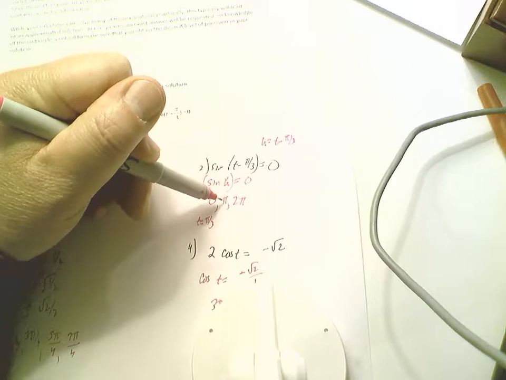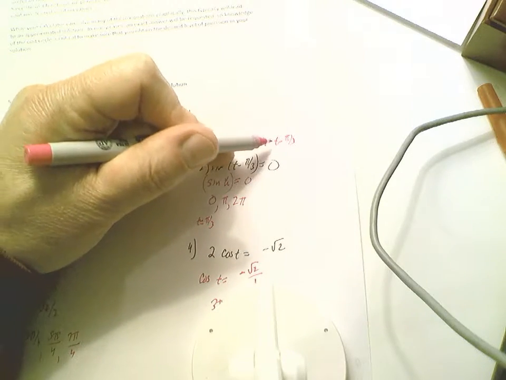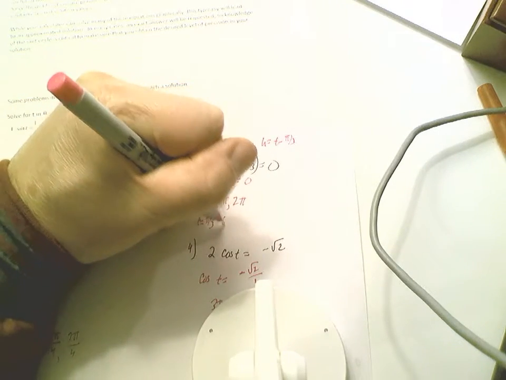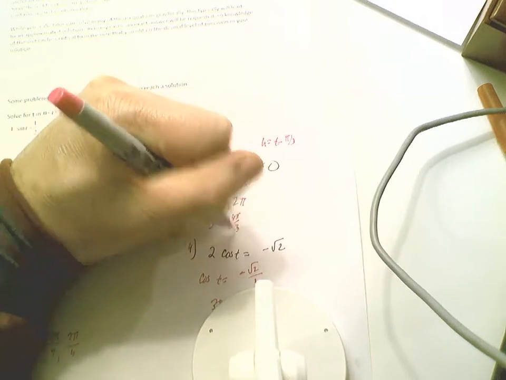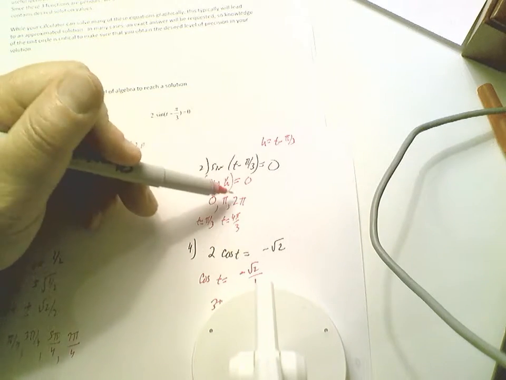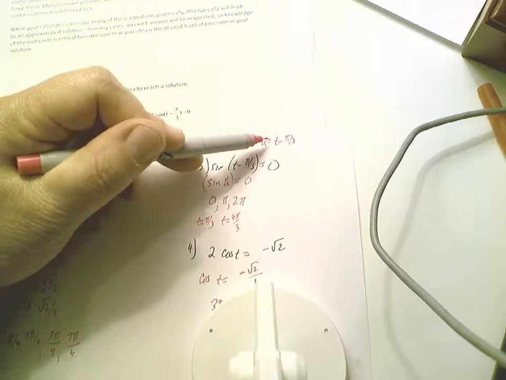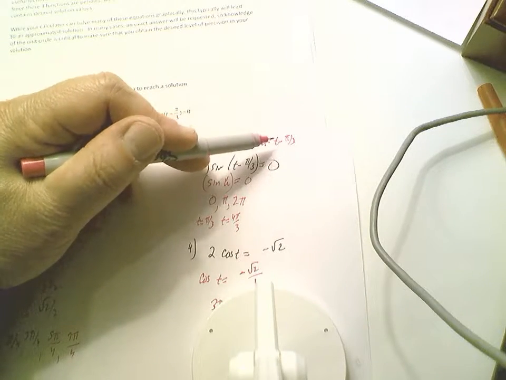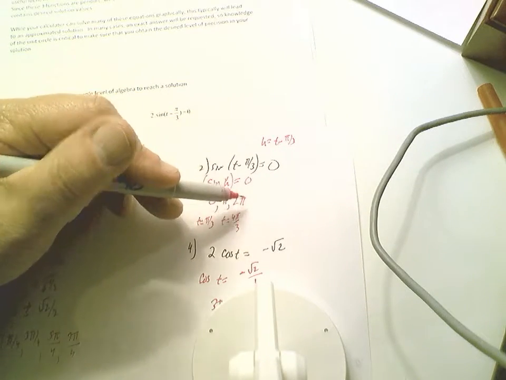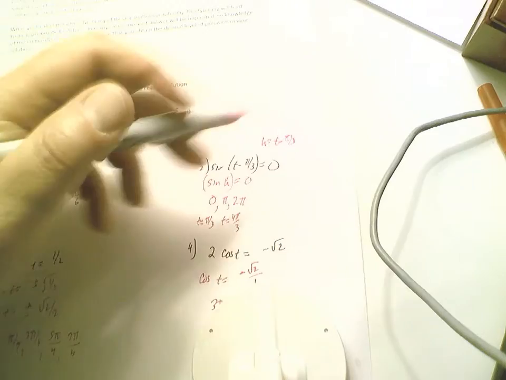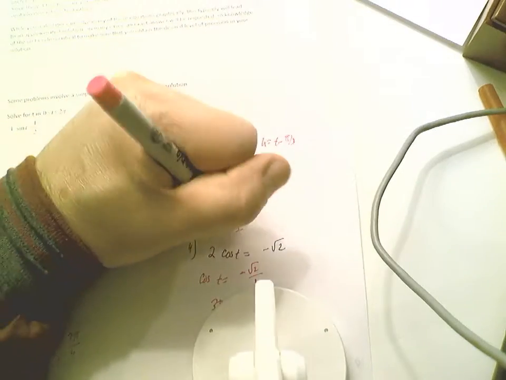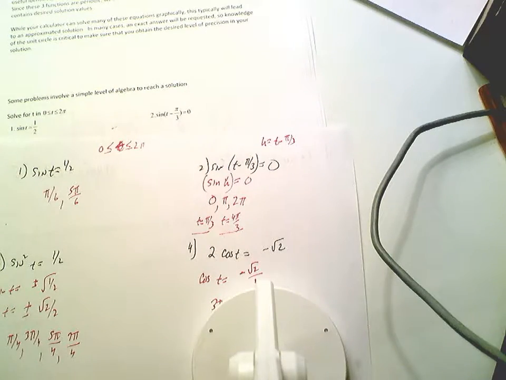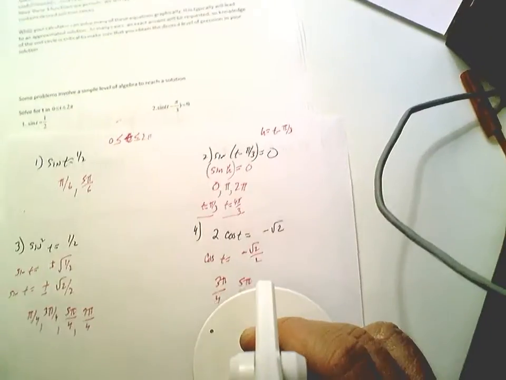U equals pi gives me what? T equals 4 pi over 3. And u equals 2 pi would give me what? T equals 7 pi over 3, too big. These are the only two answers that I need for that problem. So some basic unit circle got me through all these pieces.